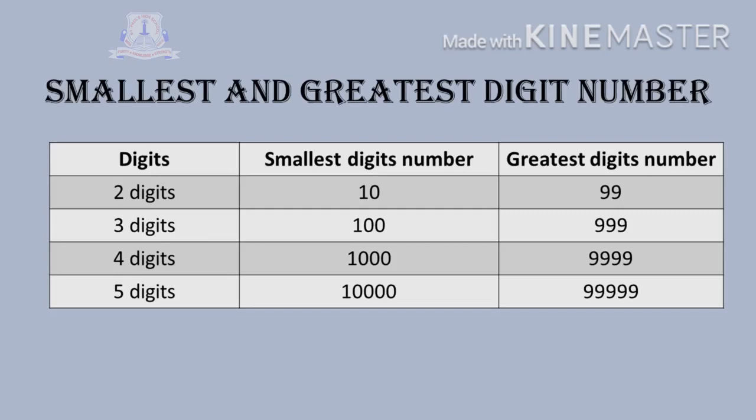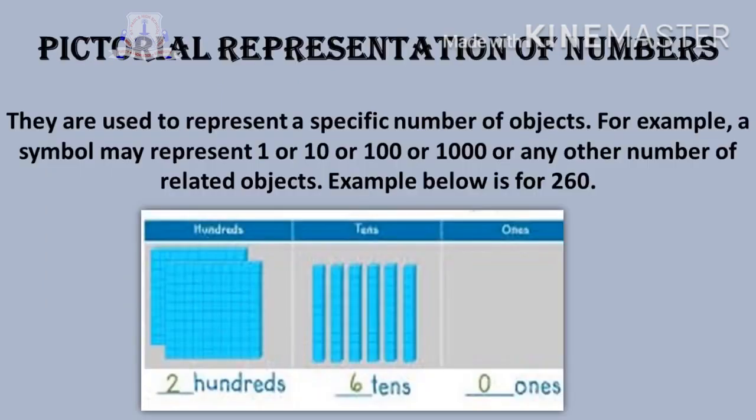999. The smallest 4-digit number is 1000. The greatest 4-digit number is 9999. The smallest 5-digit number is 10,000. The greatest 5-digit number is 99,999. Got it, children?